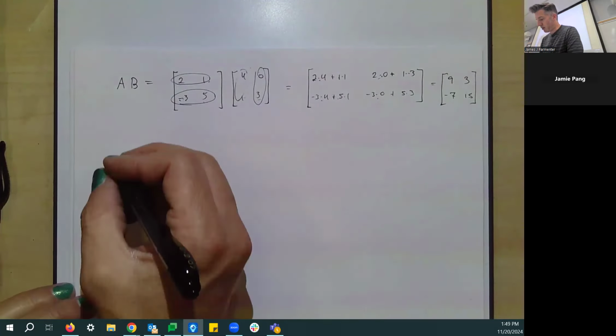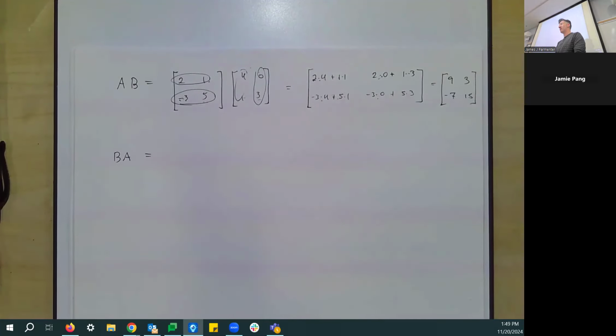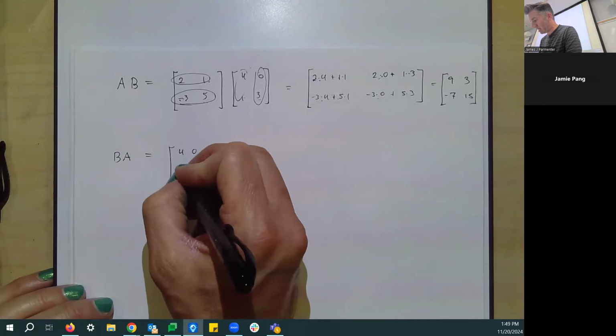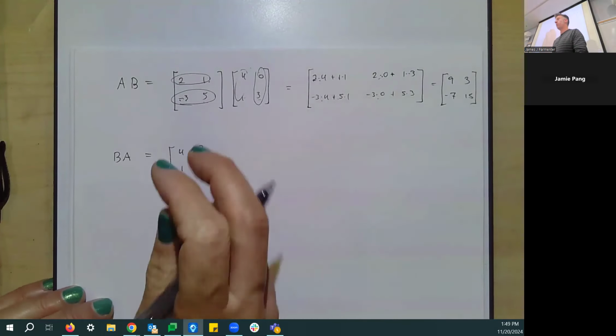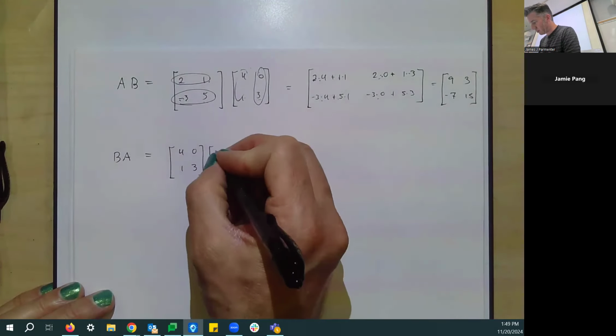On the other hand, the product reversed, B times A, shouldn't generally give you the same answer. Occasionally, there are some special matrices where if you do interchange the order of multiplication, you do get the same answer. Those are very special. These are not that special.